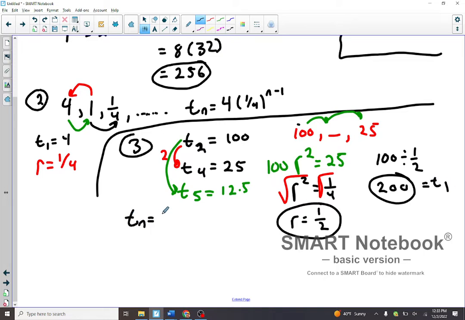Tn equals 200 times a half to the n minus 1 power. And then you give us n, plug it in, whatever. I'll give you n equals 6 or something. That's the whole test. That's sequences, okay?